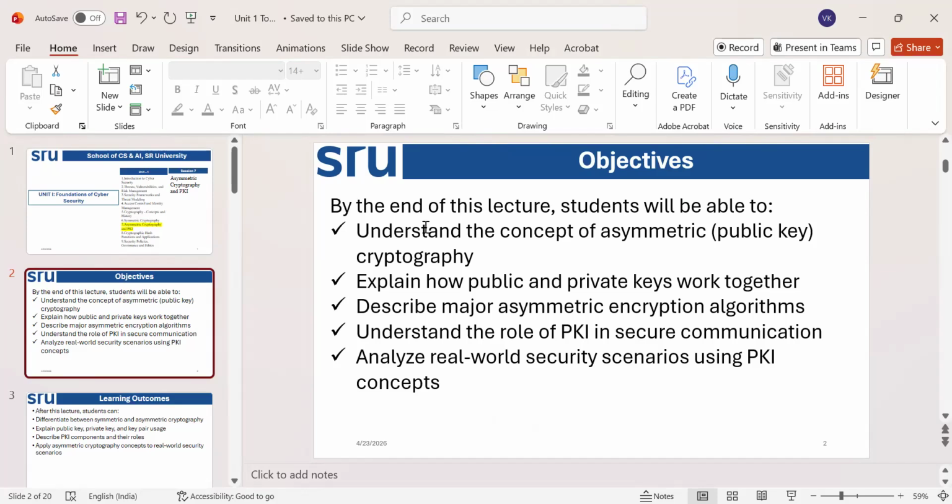The objective of today's discussion is that you will understand the concept of asymmetric cryptography as public key cryptography, as we talked about earlier. We will explain how the public and private key work together, right? In the previous symmetric cryptography, there is only the private key. Now there are two keys, public key and private key. Describe major asymmetric encryption algorithms, understand the role of PKI in secure communication. Also, we will analyze real-world security scenarios using PKI concepts.